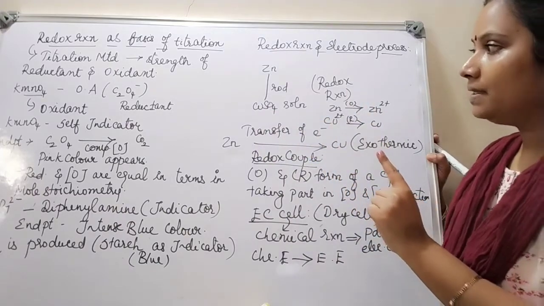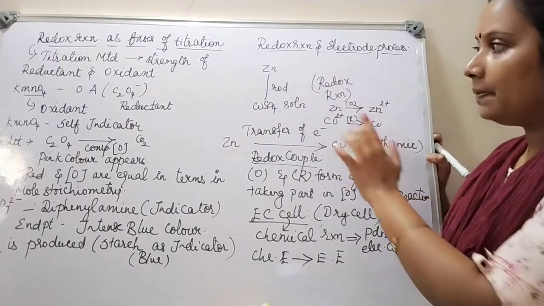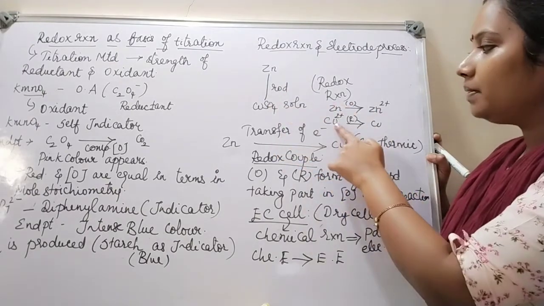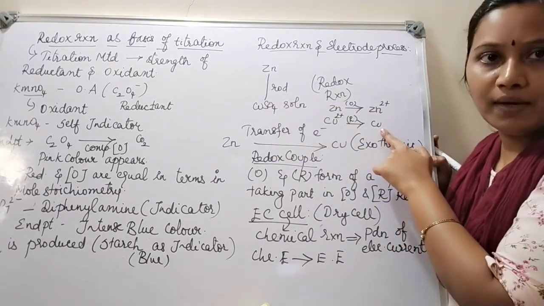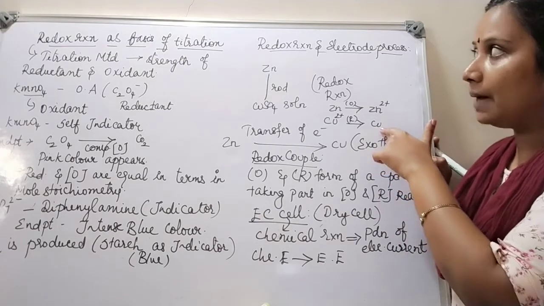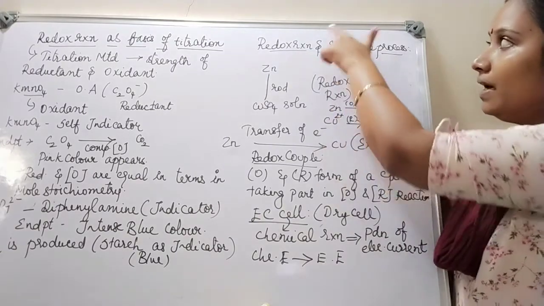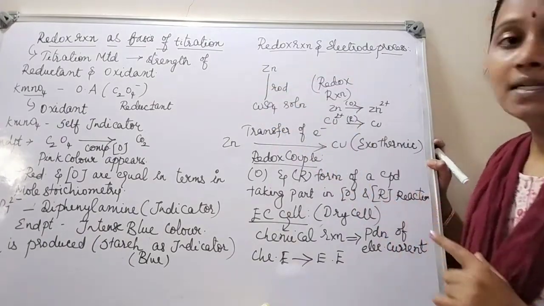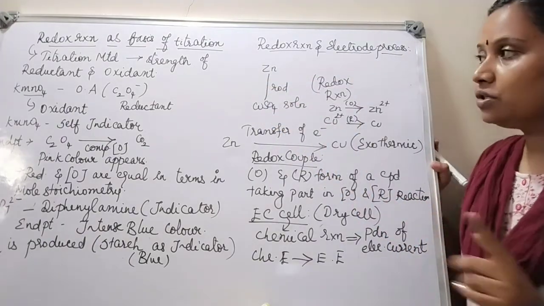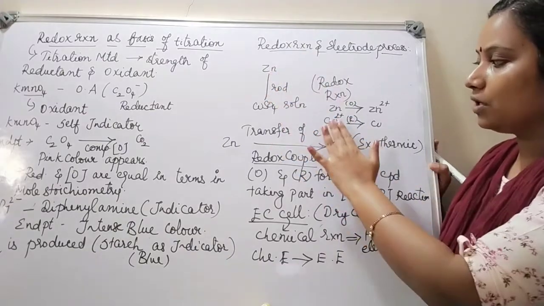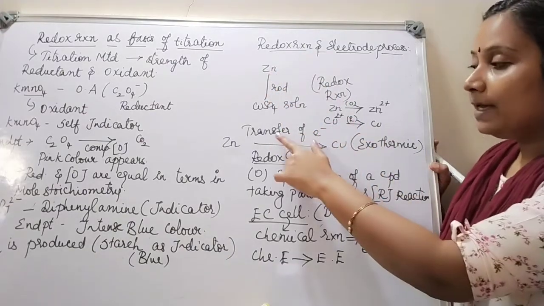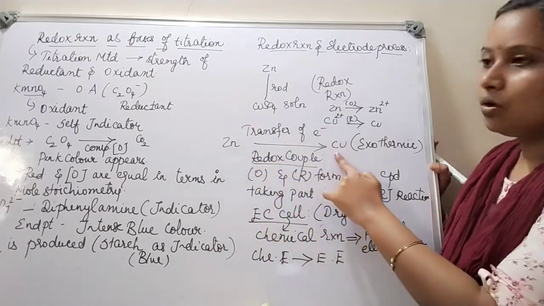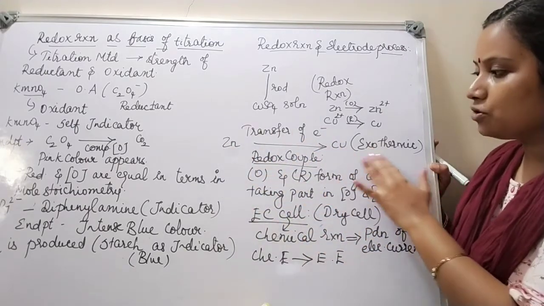So what happens in the redox reaction? Zinc will be oxidized to Zn2+ and copper will be reduced to Cu. That's why there is simultaneous oxidation and reduction happening in the redox reaction, where I am going to involve the electrode process, for which I have taken a zinc rod. Zinc rod is dipped in copper sulfate solution. So what happened? Zinc is oxidized and copper is reduced. So I can say transfer of electrons from zinc to copper has taken place, and this is an exothermic reaction.